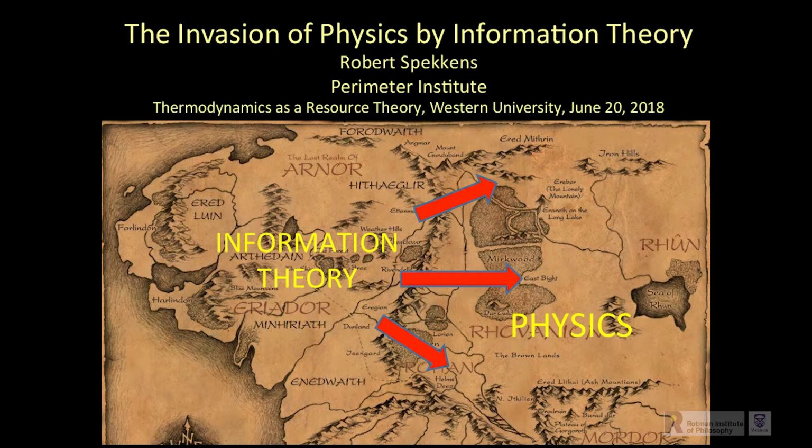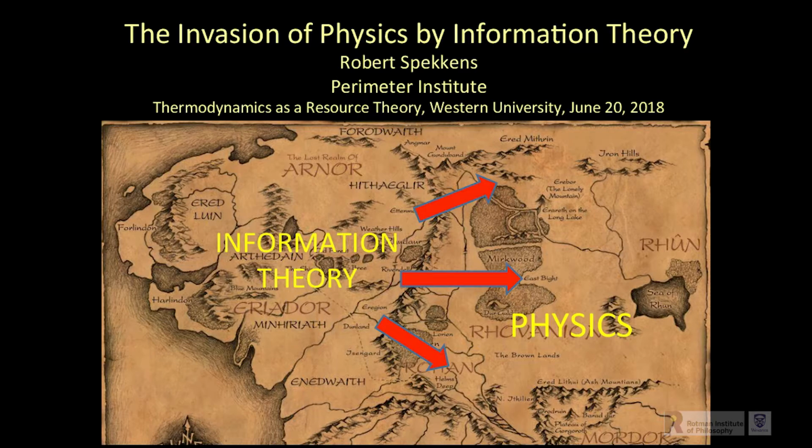Thanks, Wayne, for inviting me. So this talk is going to serve as a bit of an introduction to the notion of resource theory, so hopefully it'll be useful for some of the speakers that are coming later in the conference. But the overall thesis is going to be something about the importance of information theory in physics. And so I'm going to start by telling you what I think the role of information theory is in physics.